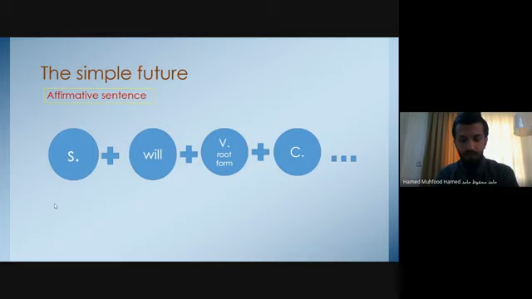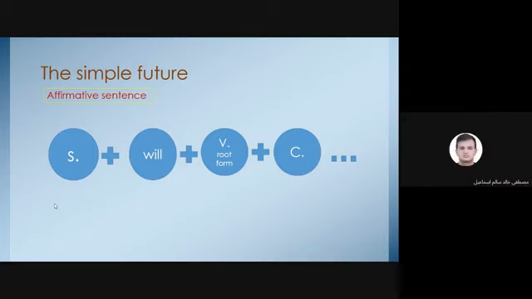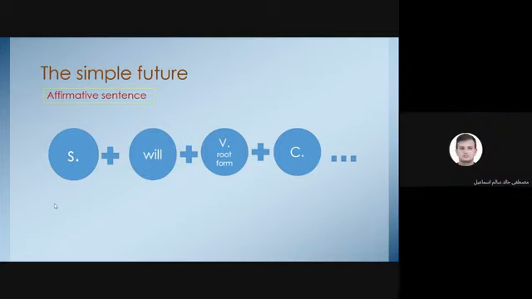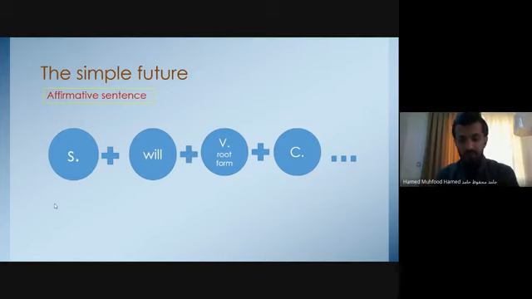Mustafa? You will play tennis in the future. The simple tennis example. You will play in the future. Yes, right. That's right. This is a good sentence.